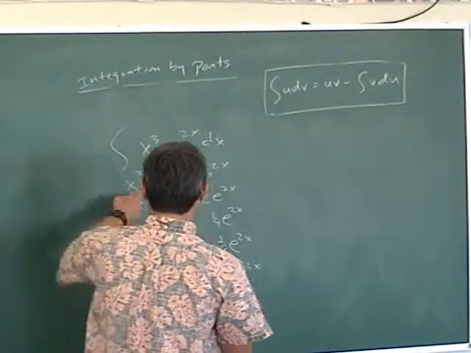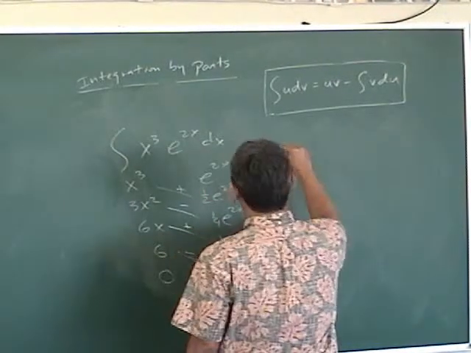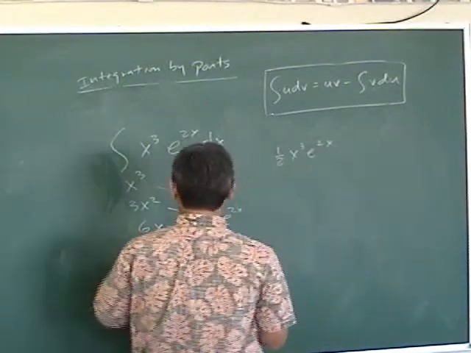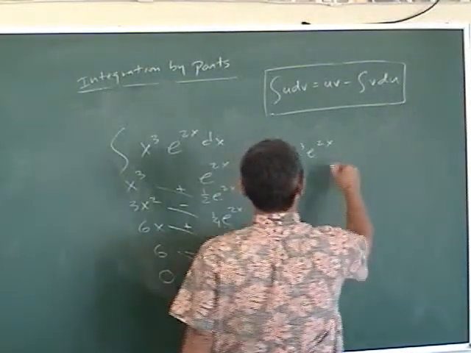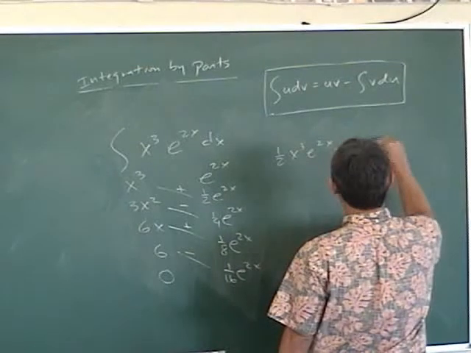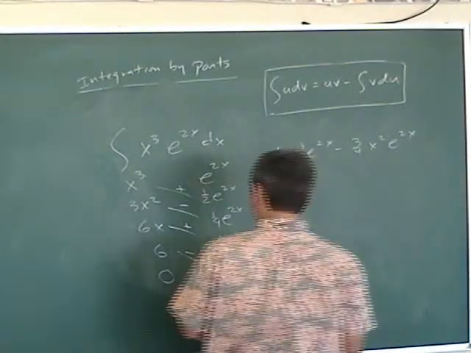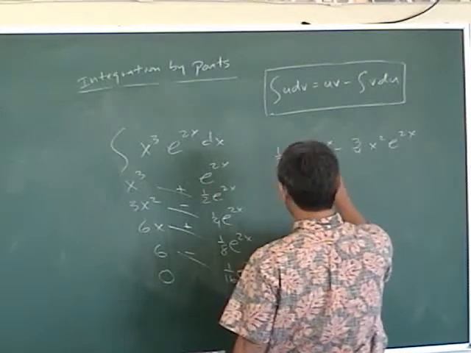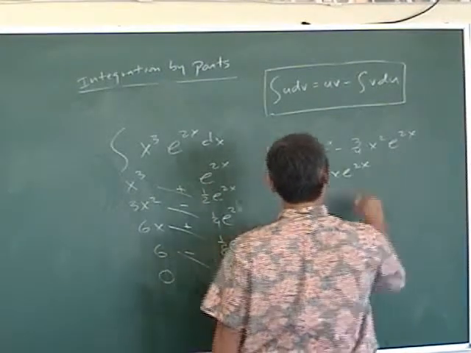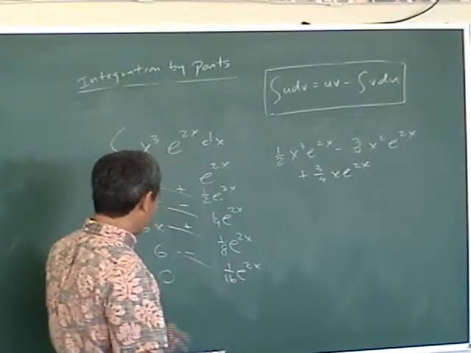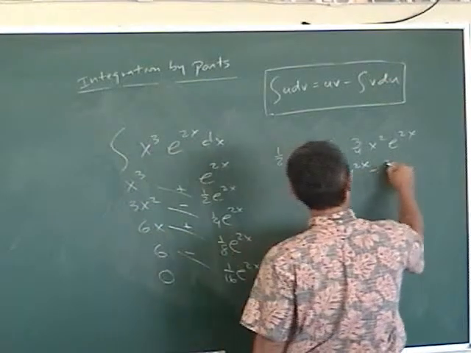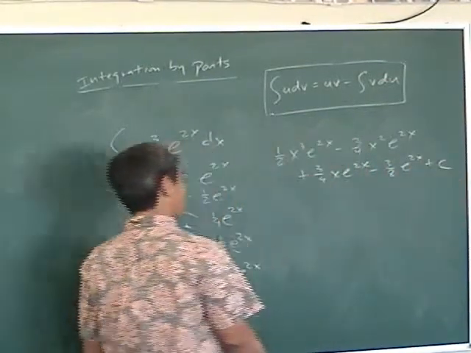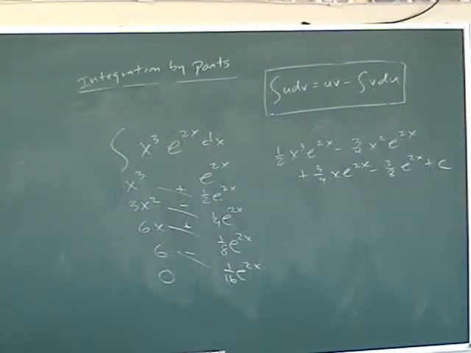Okay, so the answer is going to be this times positive 1. 1/2 x cubed. Don't worry, we're going to rewind it to that spot. This times negative 1. So minus 3/4 x squared e to the 2x. And then this times positive 1. So that's going to be what? 3/4 x e to the 2x. And then this times negative 1. So that's minus 3/8 e to the 2x. And don't forget to put the plus c. That should be automatic already.